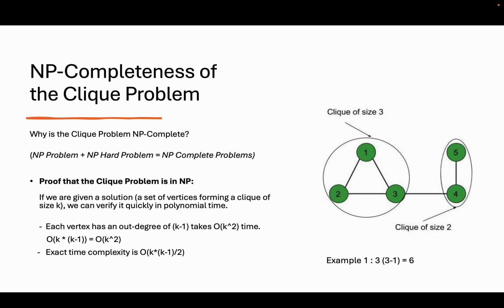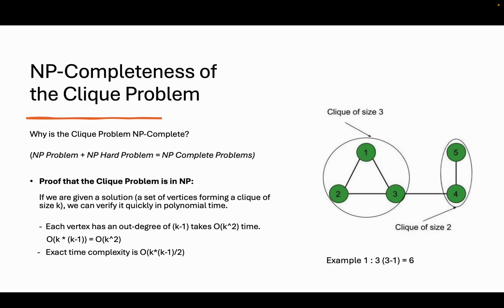NP completeness of the clique problem. Why is the clique problem NP-complete? To prove that a problem is NP-complete, we have to show that it belongs to both NP and NP-hard classes, because an NP-complete problem is an NP-hard problem which also belongs to NP.